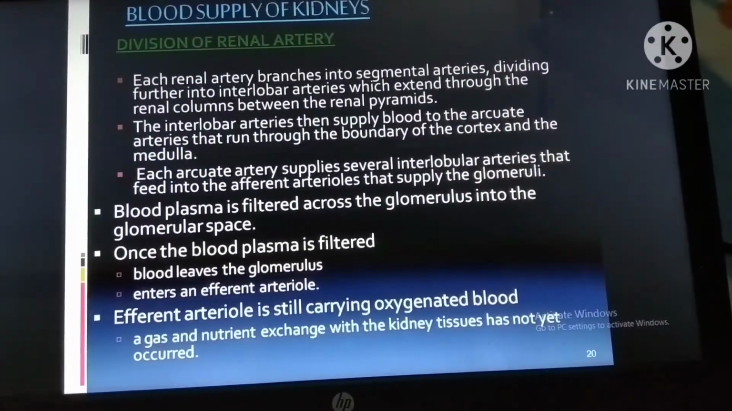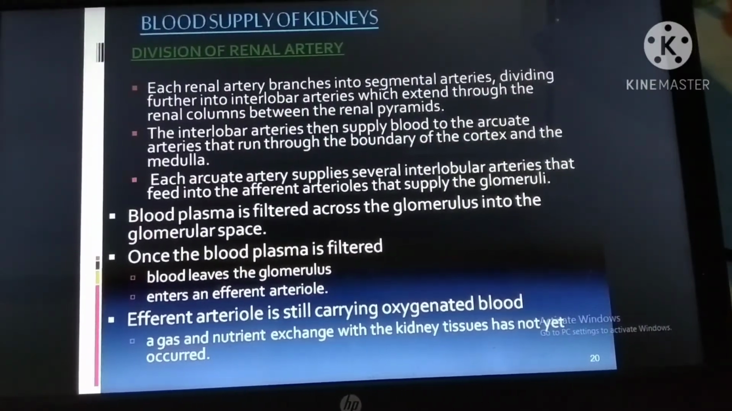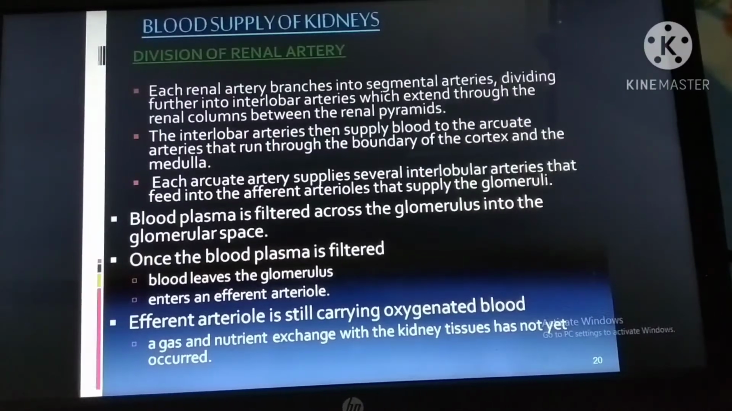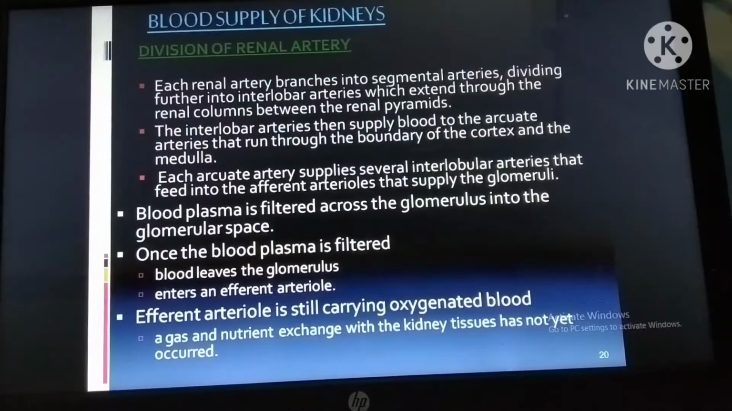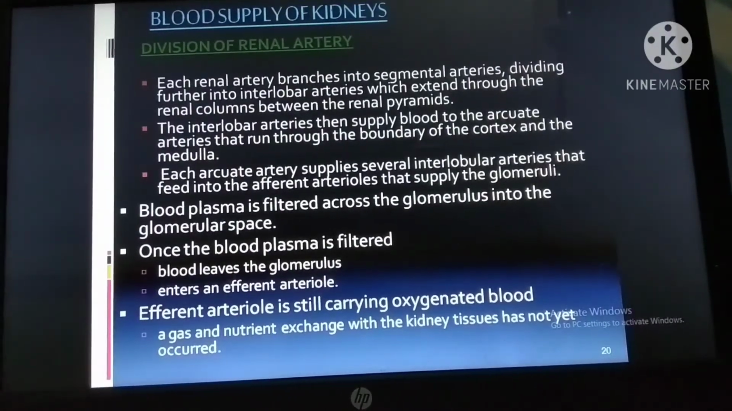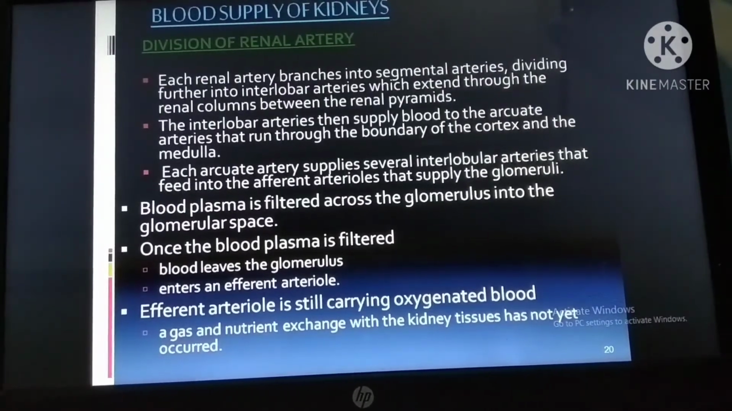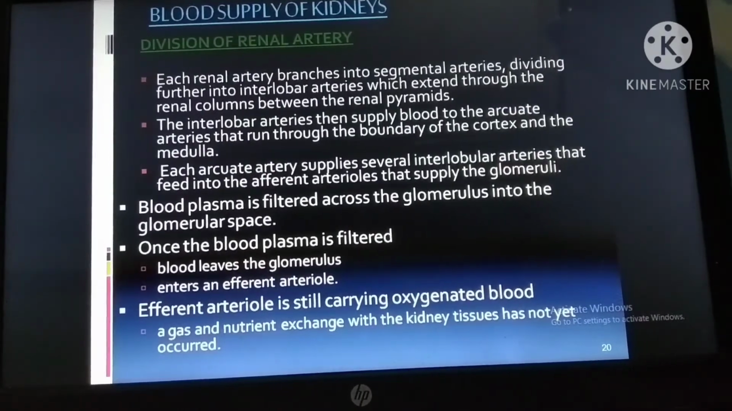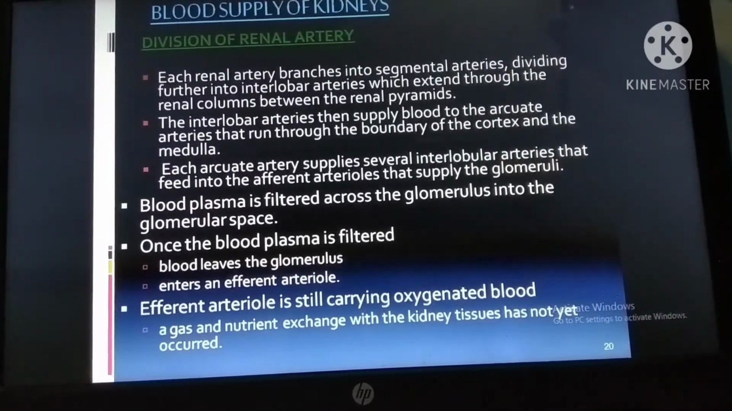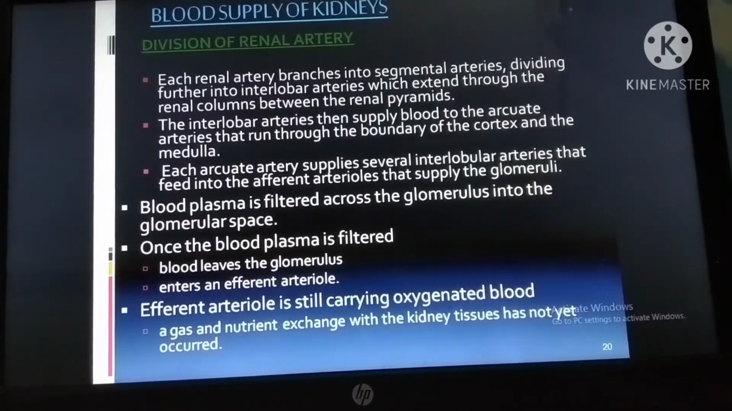Blood supply of kidney. Division of the renal artery. Each renal artery branches into segmental arteries, dividing further into interlobar arteries, which extend through the renal columns between the renal pyramids. The interlobar arteries then supply blood to the arcuate arteries that run through the boundary of the cortex and the medulla. Each arcuate artery supplies several interlobular arteries that feed into the afferent arterioles that supply the glomeruli.